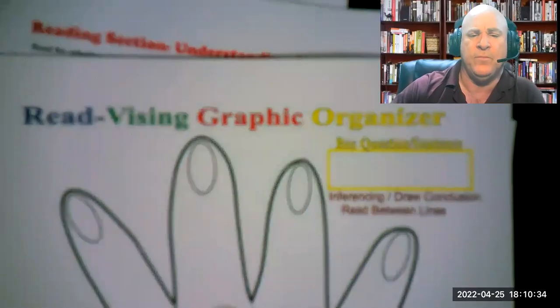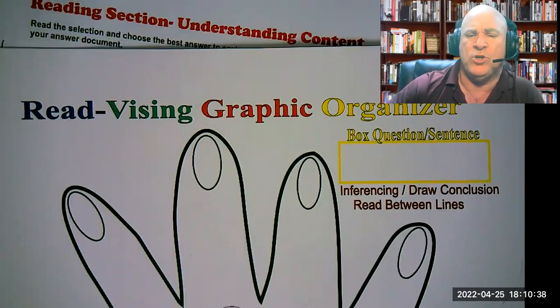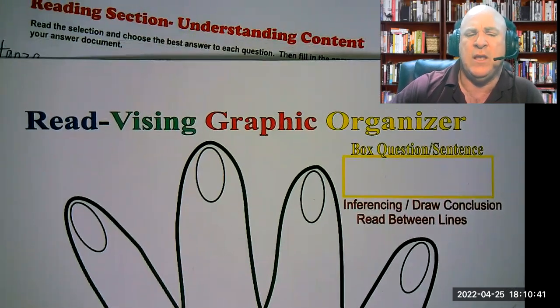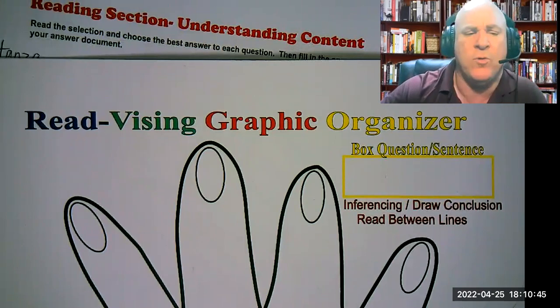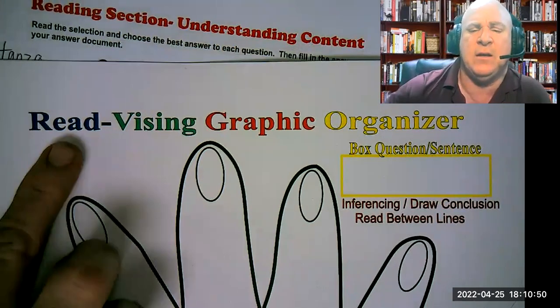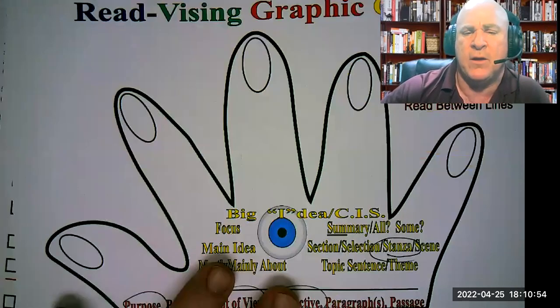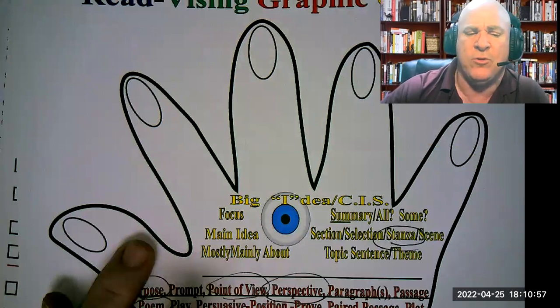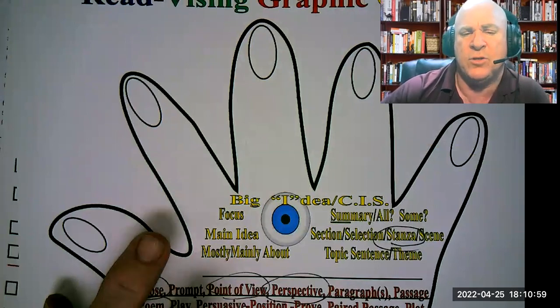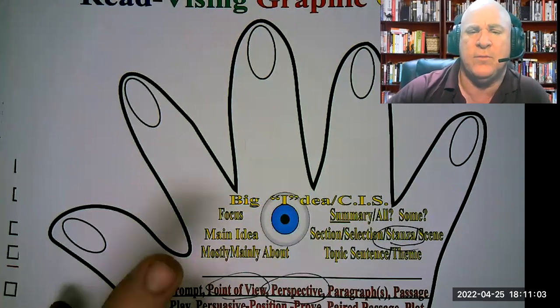But before we do, I just want to remind you that when you're doing a reading passage, what you're going to want to do is use the revising graphic organizer. Most of your questions are going to be based on reading questions, understanding the content of the beginning, thumb, middle fingers, and end, introduction, thumb, middle fingers, body, conclusion, pinky, of a selection.